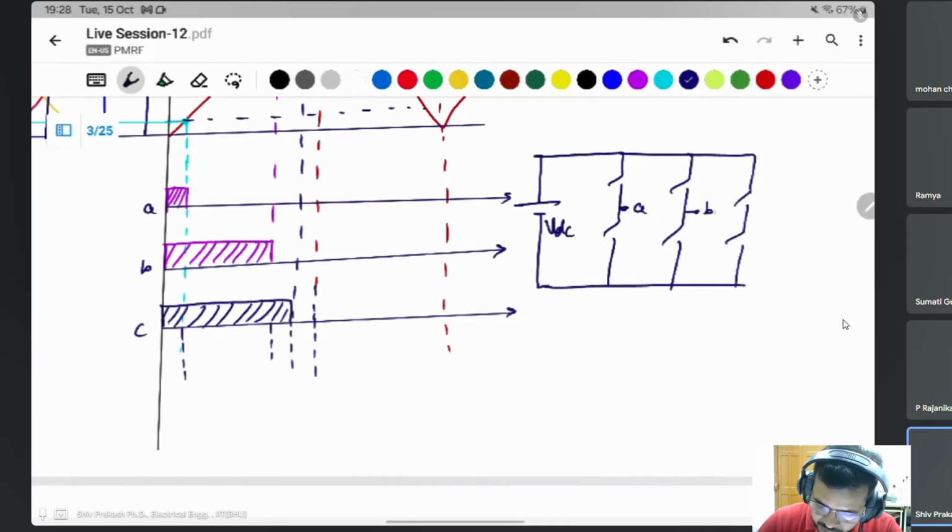A, B, C phases. This will switch 1, 3 and 5, and this will be 2, 6 and 4. Then you require the ABC voltages. This will be VA, VB and VC. If you see where this signal is high, then the upper switch switches on, and where there is a low signal, then the lower switches will be on.